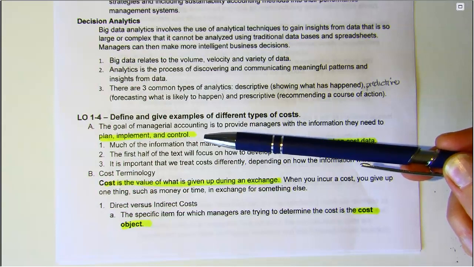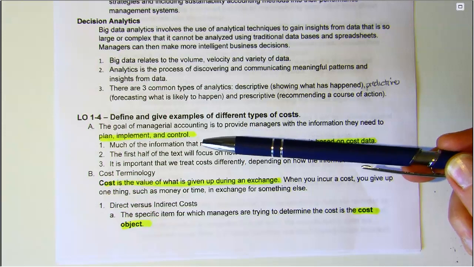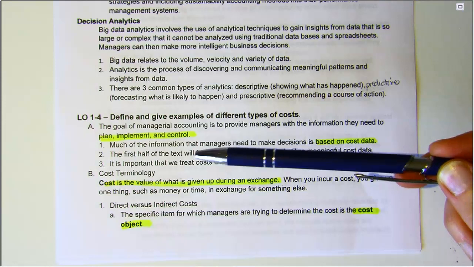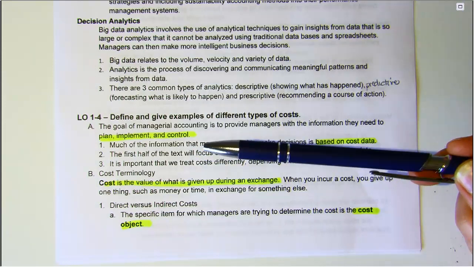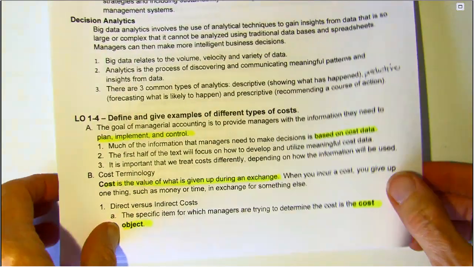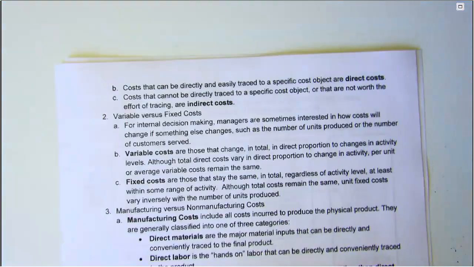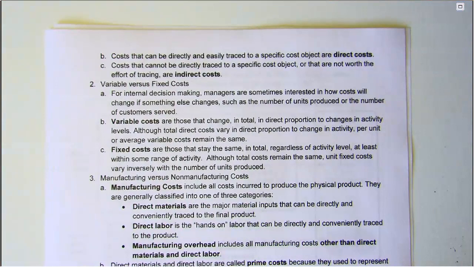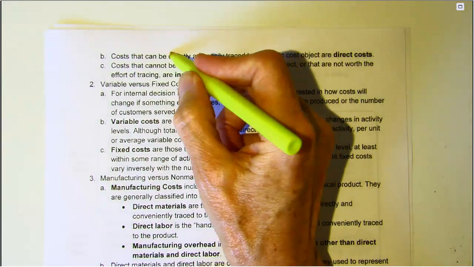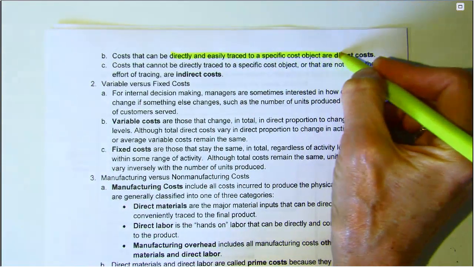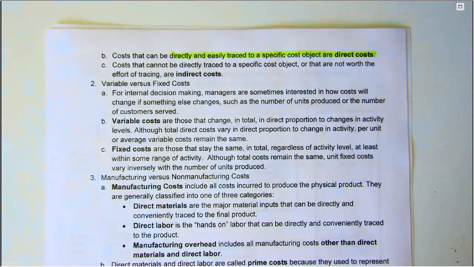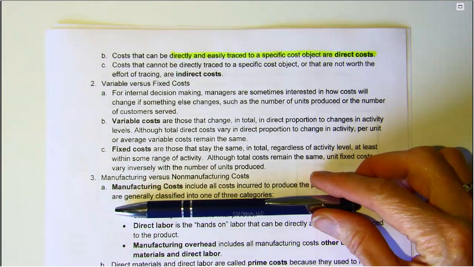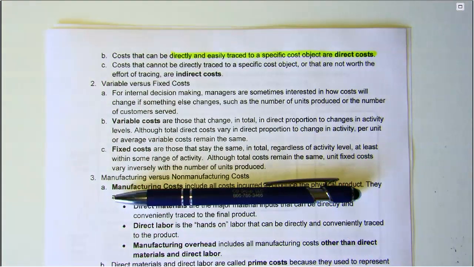Now, what about factory utilities or property taxes? Well, they wouldn't be directly traceable to this pen. However, they would be directly traceable to the factory. So let's take a look at those definitions here. Costs that can be directly and easily traced to a specific cost object are called direct costs. So as we mentioned, the plastic barrel, the metal, the ink, and the labor involved in producing that pen could be traced to the pen.